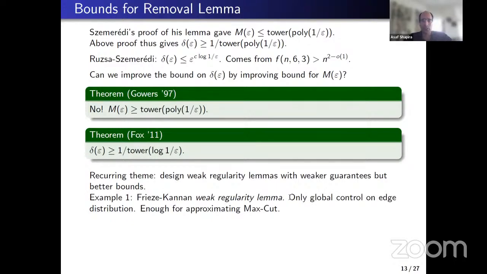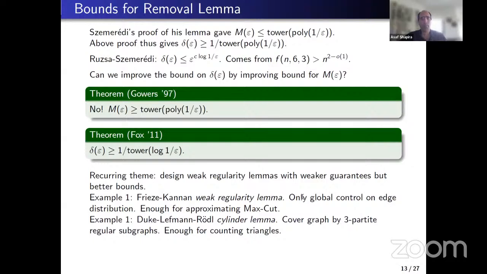that instead of guaranteeing a very good local control on the edge distribution, like in the regularity lemma, where you know the edge distribution between every pair of clusters, what you get is only global control on the edge distribution. What we gain is that the bounds in this weak regularity lemma are only exponential instead of tower. And this is good enough. For example, if you want to approximate the max cut in the graph, then we only care about global edge distribution, and this is good enough.